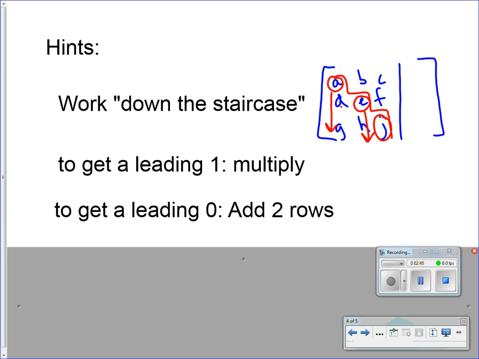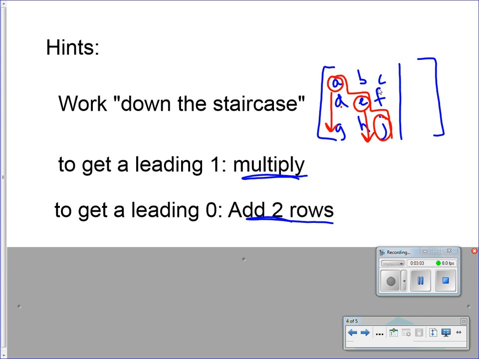Remember that you want ones in the main diagonal. So whenever you're trying to get a 1, you probably want to use the multiplication row operation. And if you're trying to get a 0, adding will typically get you there. So let's look on the next slide how we're actually going to do this.